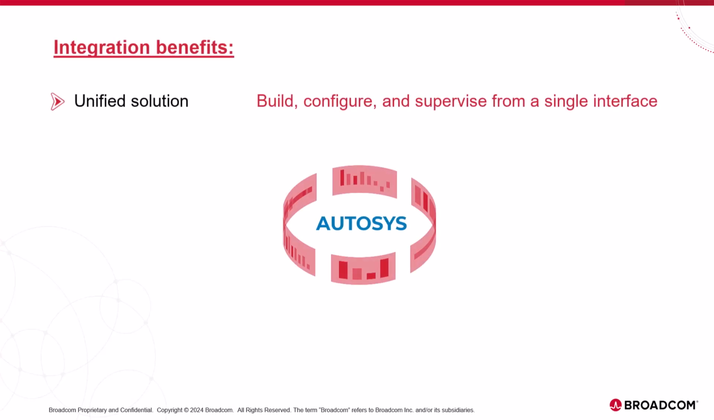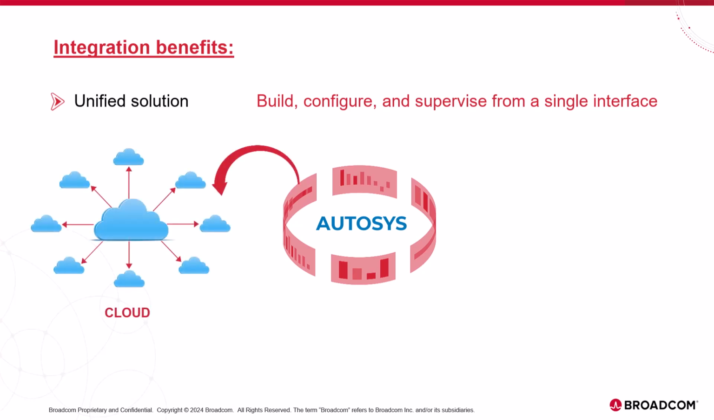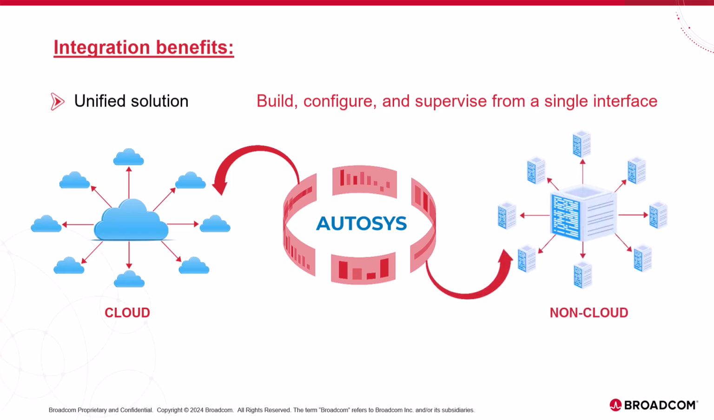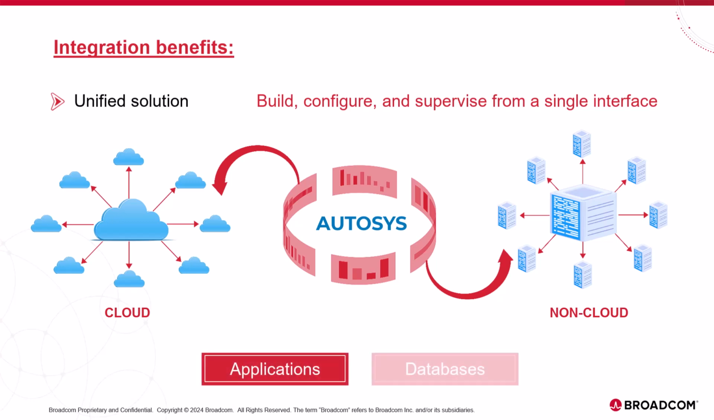AutoSys plays a central role in orchestrating operations across multiple environments, including the cloud, and synchronizing these processes with other non-cloud operations. Integrating Google Cloud Composer allows us to centrally configure process automation in AutoSys. Subsequently, we can run, trigger, monitor, and supervise all processes from a single interface. These Google Cloud Composer processes seamlessly sync with different environments supported by AutoSys, such as applications and databases.